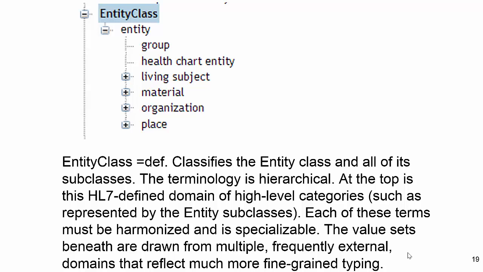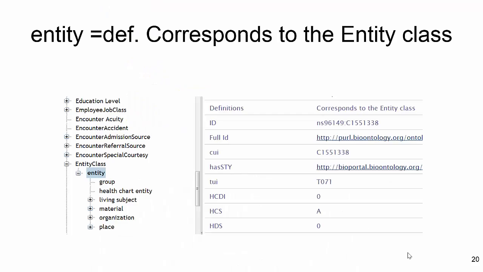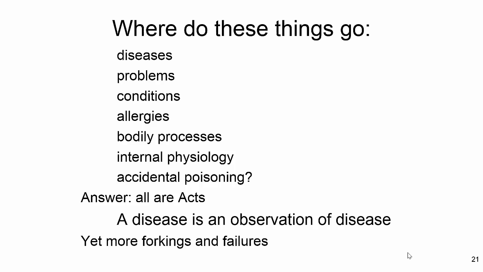The rest doesn't help you. The rest is just chatter. And then we have some examples of what an entity is. And if you can work out what those things have in common, which makes them entities, then you're a better man than I. So entity corresponds to the entity class. The problem is we have acts, which presumably are acts, for instance, moving your arms in anger, roles and entities.